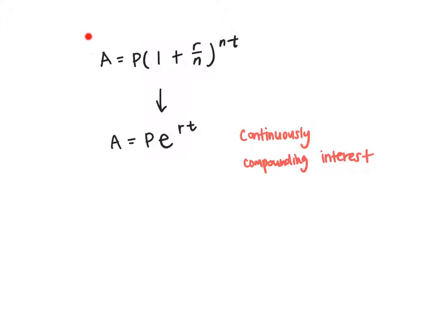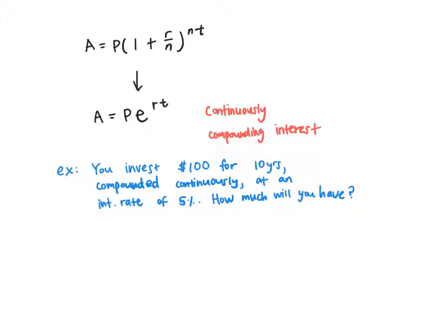Okay, both of these formulas will be provided to you. You need to know when to use which one and how to plug them in. So if you see the words continuously compounding, then you know to use this particular formula. Notice that e is the base here. Let's take a look at an example.